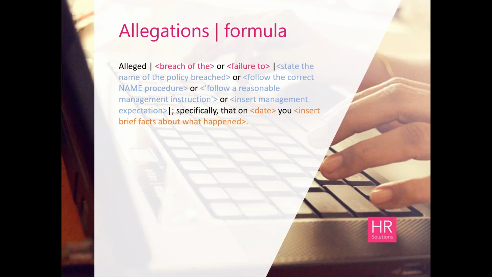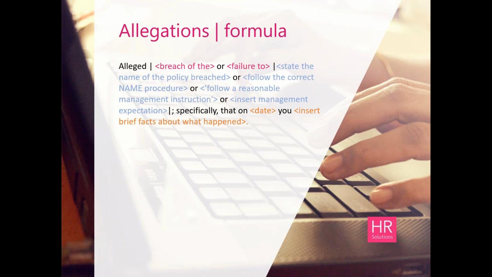So it begins with alleged. You can write a disciplinary invite letter and say the following matters of concern are alleged, but for the purposes of giving advice, I think it really helps if we get into the habit of just putting alleged at the start of each matter of concern, because we show that each one of these are absolutely alleged and are not predetermined in any way. So we'll start with alleged.